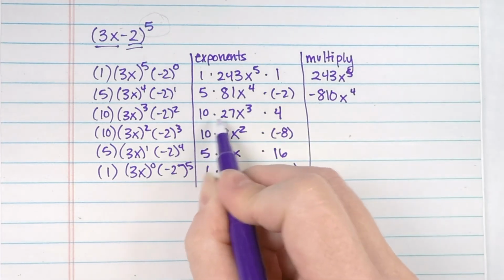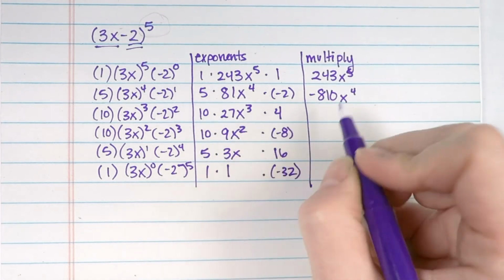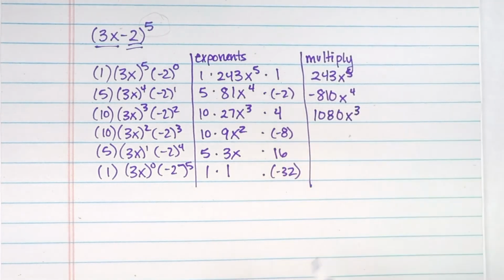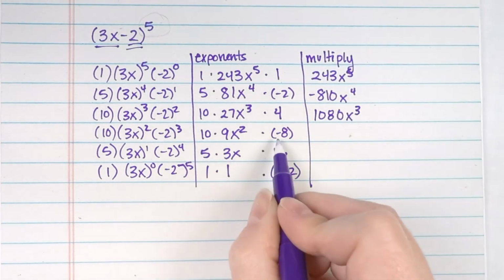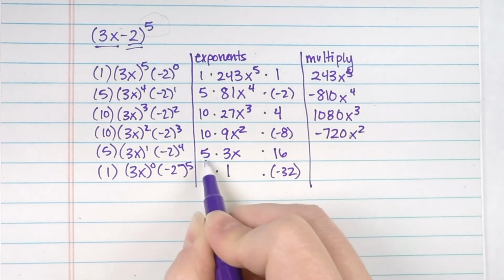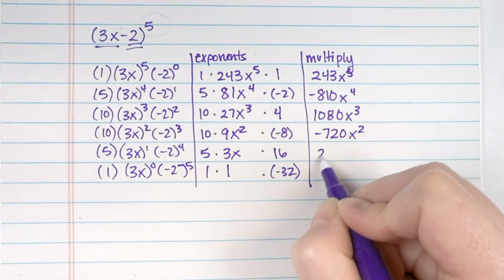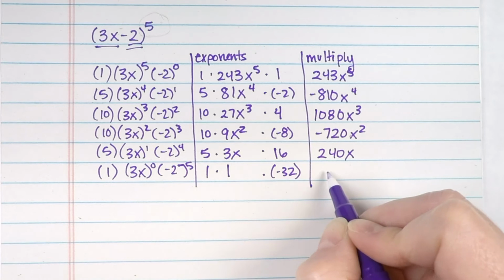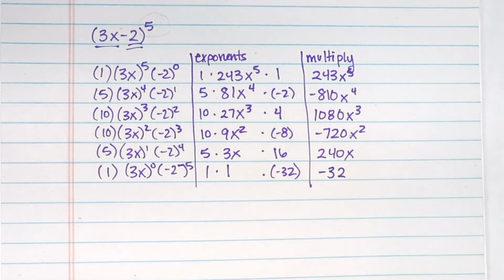The next one, 10 times 27x cubed times 4. This will give us 1080x to the third power. And then for the next one, multiplying these out, that gives us negative 720x squared. Next one, 5 times 3x times 16. This gives us 240x. And then finally the last one, 1 times negative 32, gives us negative 32.